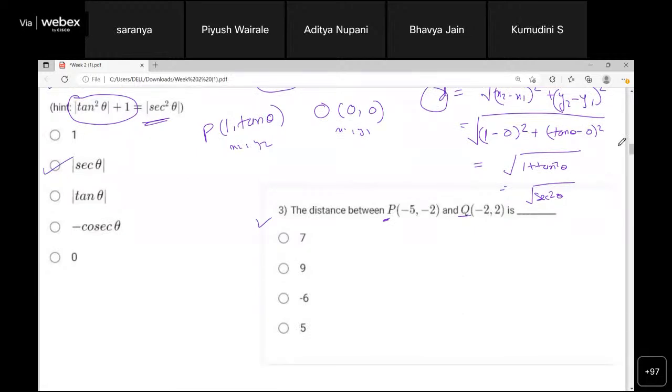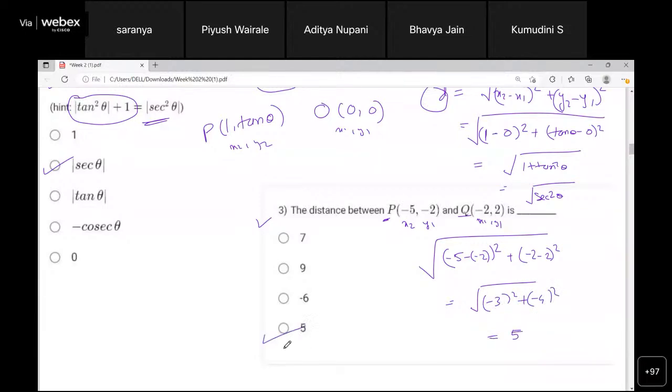Answer will be 5. I will consider this x1 and this y1. So minus 5 minus of minus 2, right? That is my x square plus minus 2 minus 2, that is my square. So it will be minus 3 square plus minus 4 square. So it will be 25. That will be 5 as the answer, right? So this is a simple one. Just remember this formula. D equals, if I am given two points, square root of x2 minus x1 whole square plus y2 minus y1 whole square. That's it. Nothing in that.